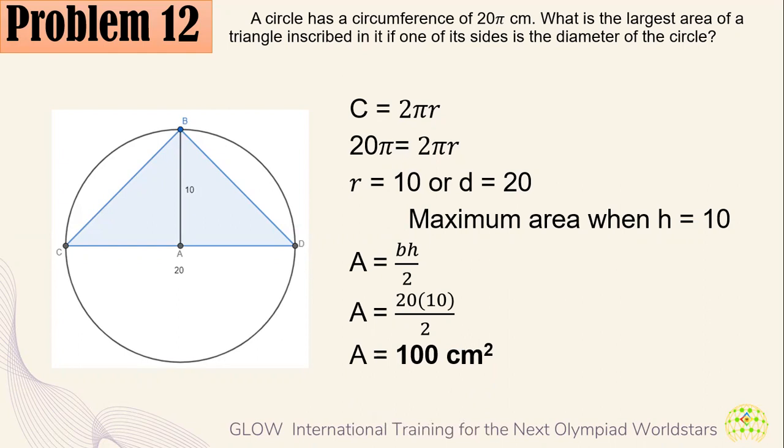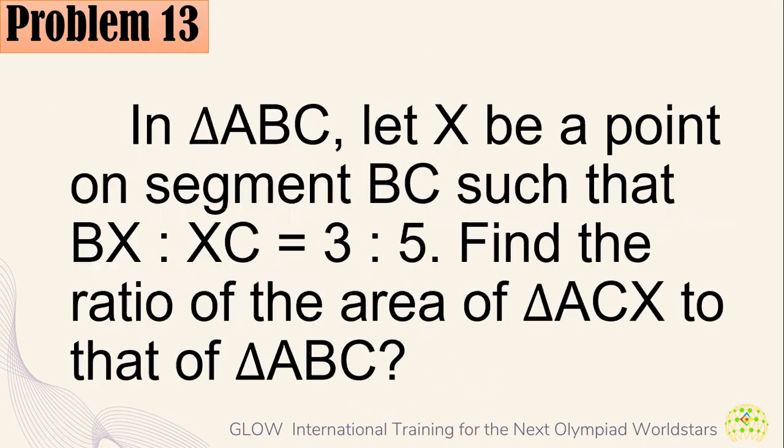Number 13. In triangle ABC, let X be a point on segment BC such that the ratio of BX to XC is 3:5. Find the ratio of the area of triangle ACX to that of triangle ABC. So feel free to pause and solve if you wish. And I will reveal the solution in 3, 2, and 1.